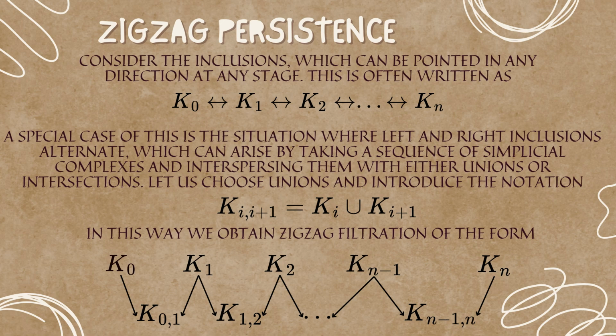Fortunately, we can overcome this limitation with zigzag persistence, which allows for inclusions that can point in any direction at each stage. So, having our family trees, let's name them K with indices. Then we can just take the unions of the 2 graphs, so K0 and K1, and build a zigzag this way.